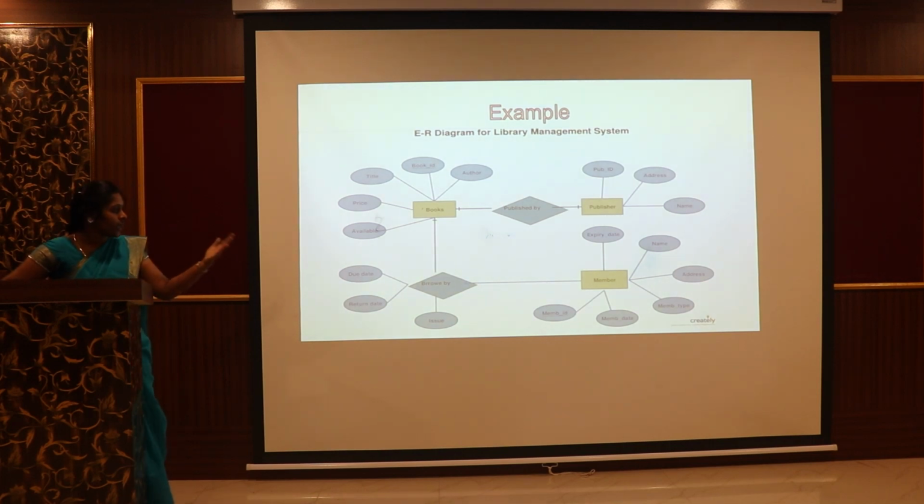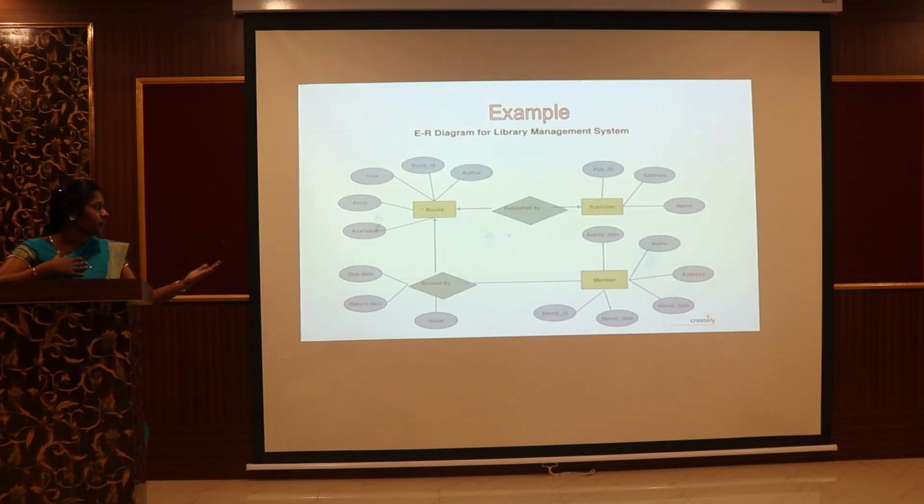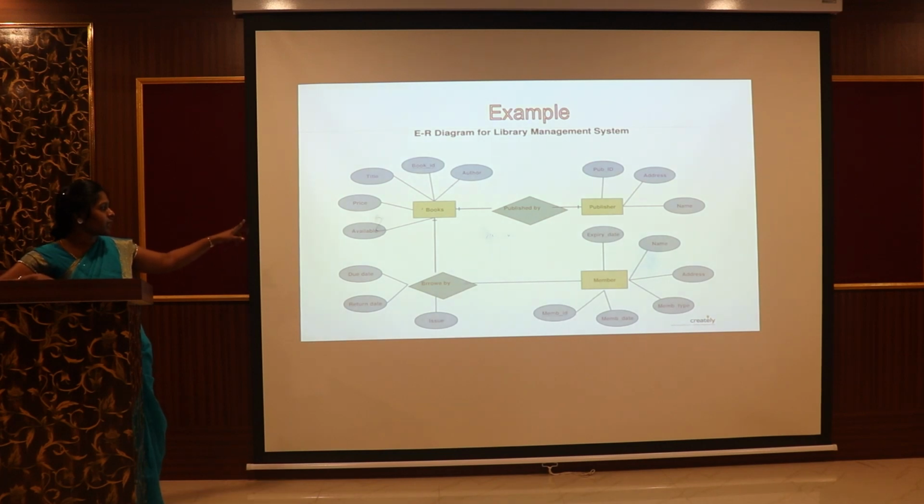So how? I am a member, and I go to the library to borrow books. Why am I going to the library? To borrow a book, so that is the relationship between me and the book. Member is an entity, book is an entity, and borrowed by is a relationship. And then book and publisher. What is the relationship between book and publisher? The book is published by the publisher. That is denoted in a diamond, the relationship.